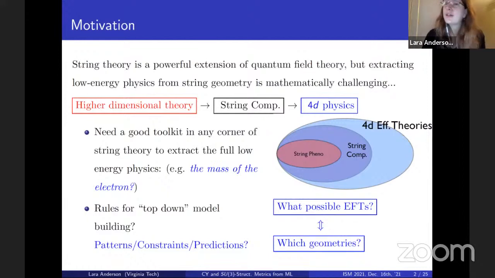whether that is model building in particle physics, trying to reproduce standard model type vacua in string compactifications, or cosmology. Basically, in any corner of 4D physics as it can arise from string theory, we have the process of beginning with higher dimensional string theories, producing a string compactification, and then asking about effective field theories in lower dimensions.